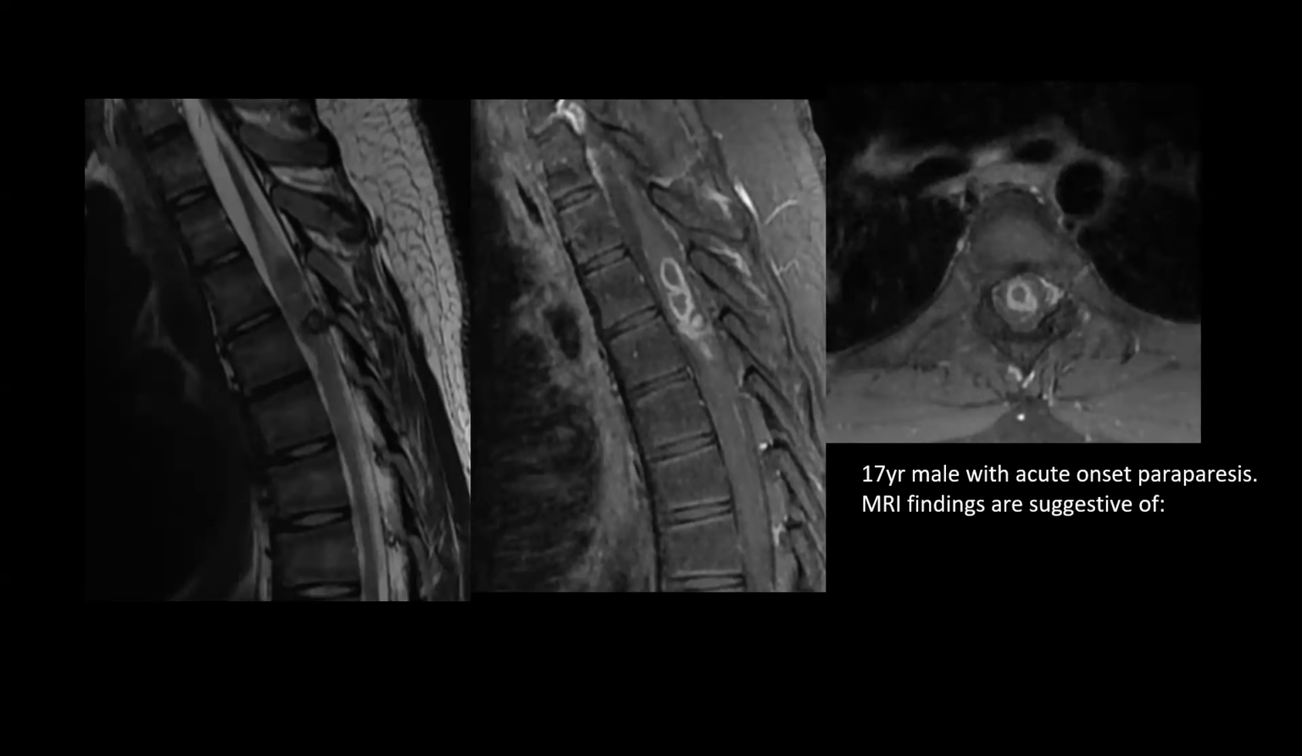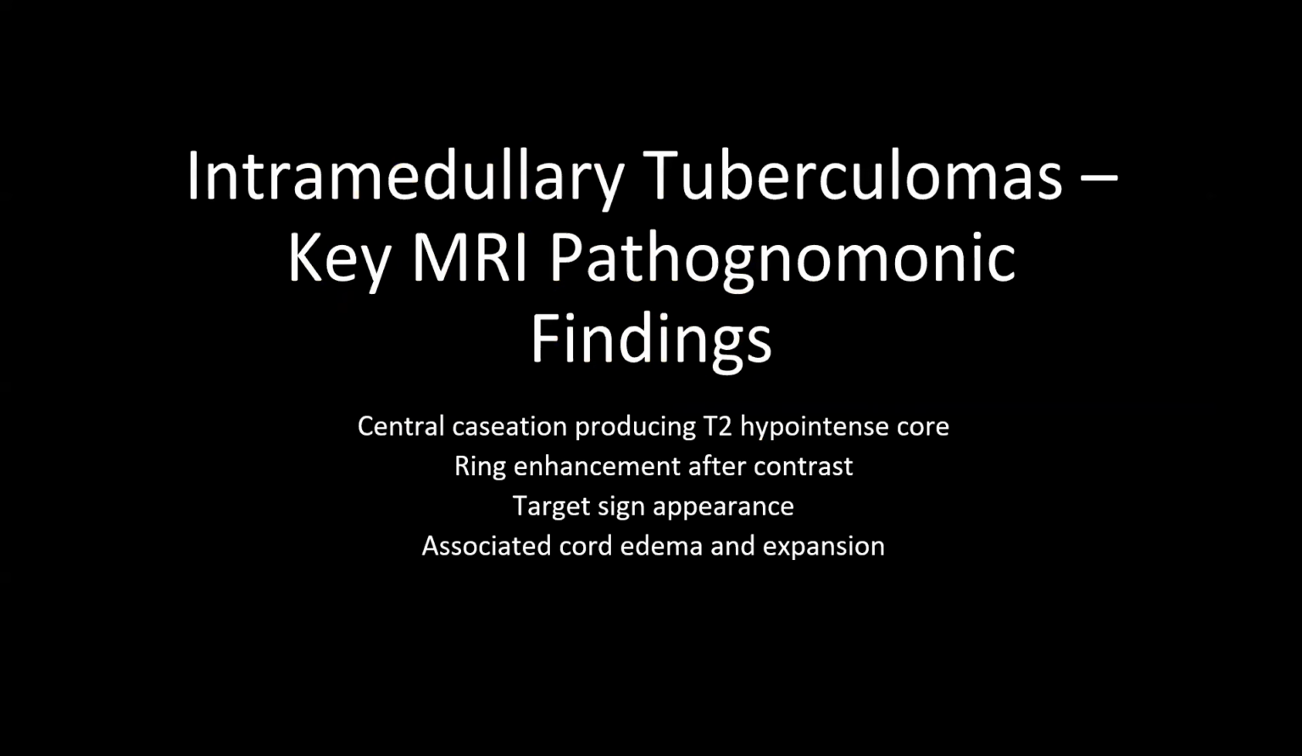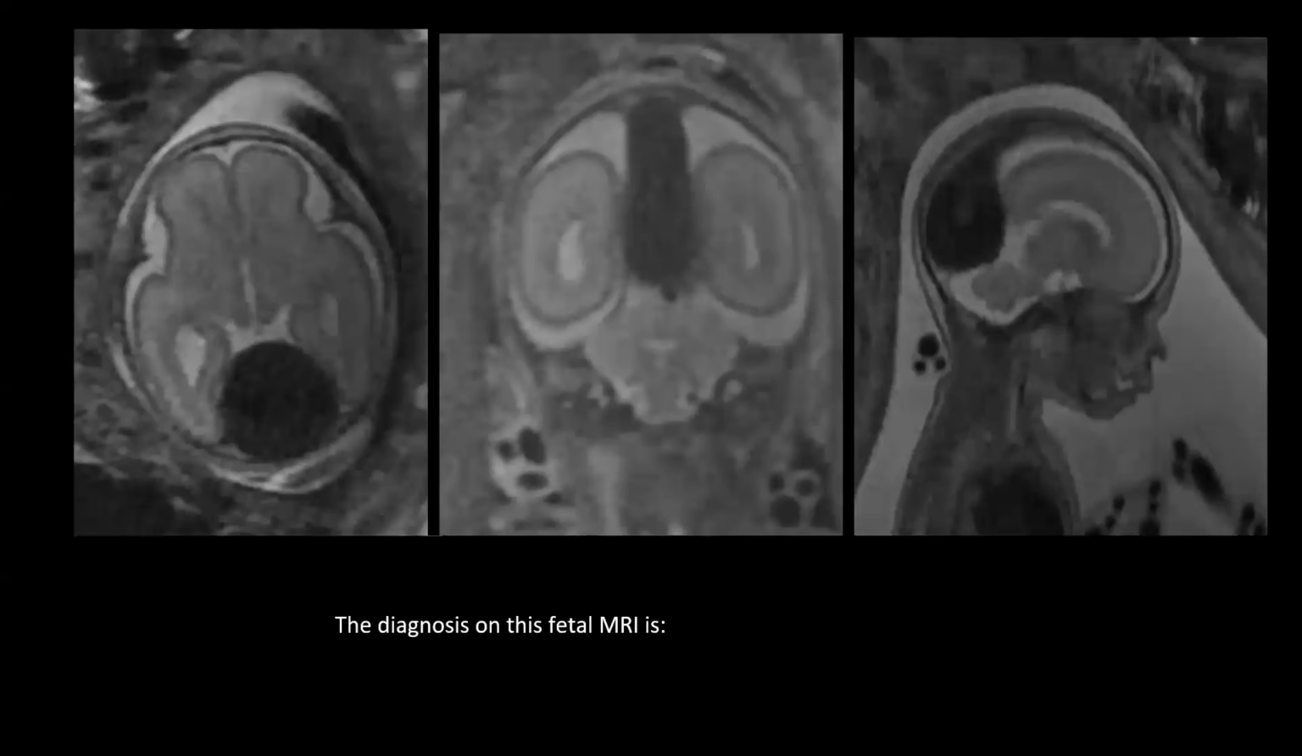So this patient had brain lesions with similar morphology, T2 dark, peripherally enhancing. And even in the lung parenchyma, there were some lesions which were better picked up on HRCT chest. So these are tuberculomas, which can be there inside the spinal cord also. So central caseous T2 hypointensity is the key point whenever you want to identify something as a tuberculoma in the brain or in the spinal cord. It has to be T2 dark, ring enhancing, with target sign appearance and associated edema in the spinal cord.